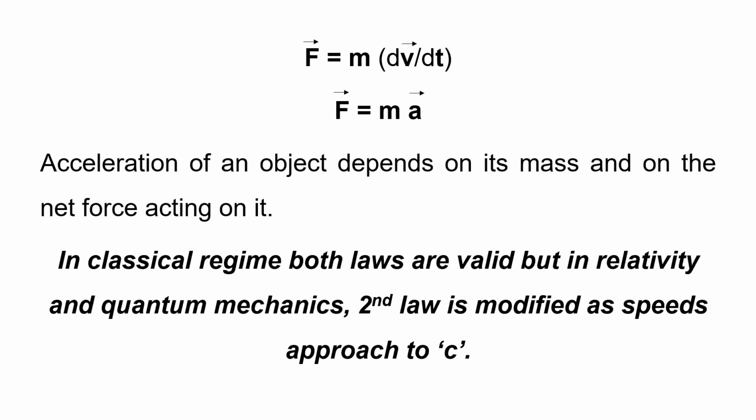F is equal to m into dv over dt. Velocity is in vector form, and F here is also in vector form. So F vector is equal to m into a. You know that acceleration is equal to dv over dt, that is a, so F is equal to ma. That is the definition we have studied in the previous classes. F is equal to ma.